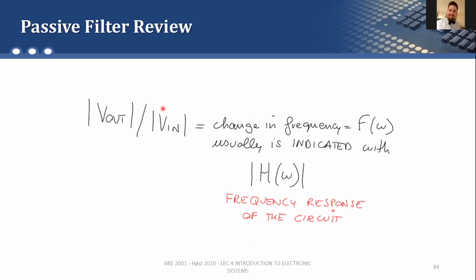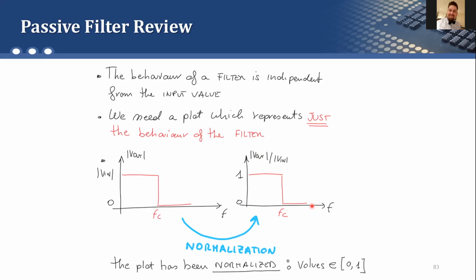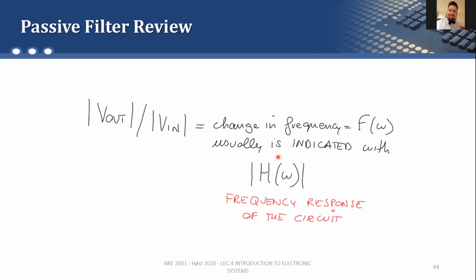Okay, so this ratio is a function of the frequency, as you can see by changing frequency. But we will not indicate it with f omega, we will indicate it with H omega. And because this ratio is a ratio between magnitudes, we also put the magnitude symbol here.